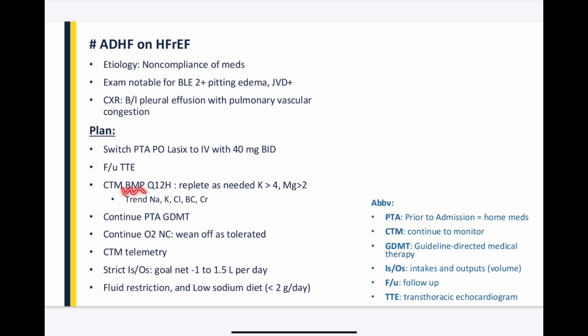We'll check BNP every 12 hours and replete potassium to higher than 4 and magnesium to higher than 2 as needed. We'll continue his GDMT as long as vitals and renal function allow. Continue oxygen with nasal cannula and will wean off as tolerated. Continue to monitor telemetry for any vital sign changes. Monitor strict intake and output with a goal of net negative 1 to 1.5 liters per day. And lastly, we'll start fluid restriction and a low sodium diet, less than 2 grams per day, to support decongestion.